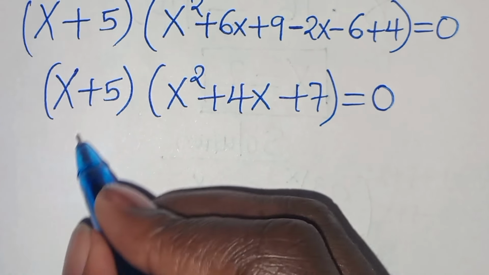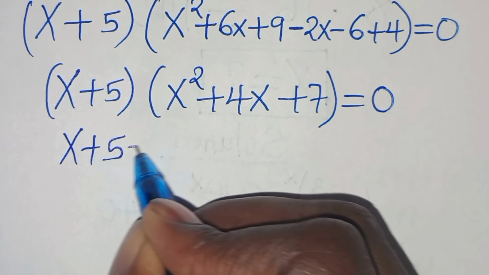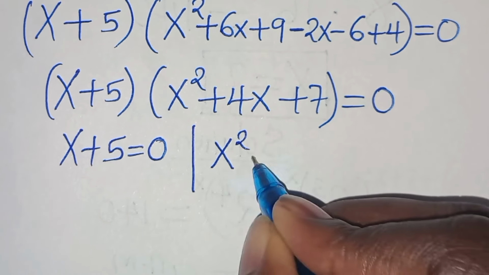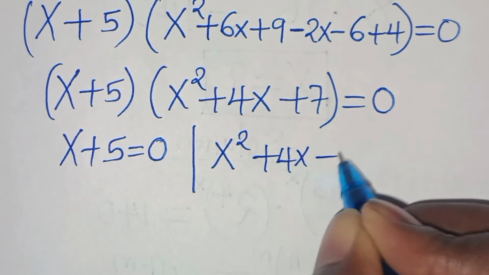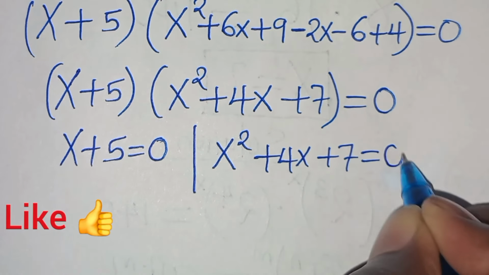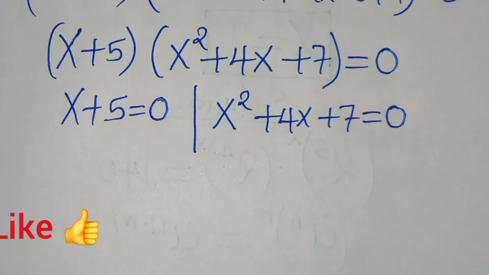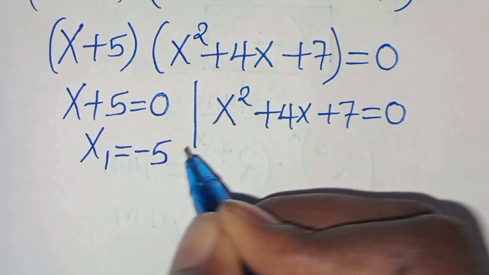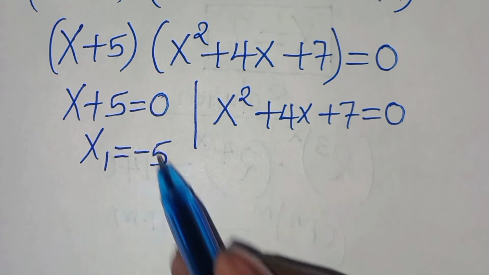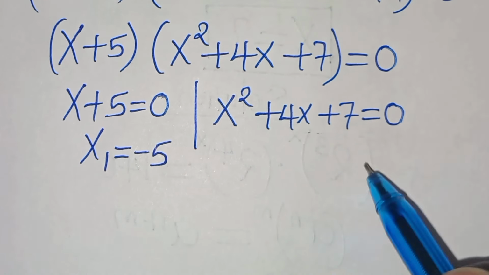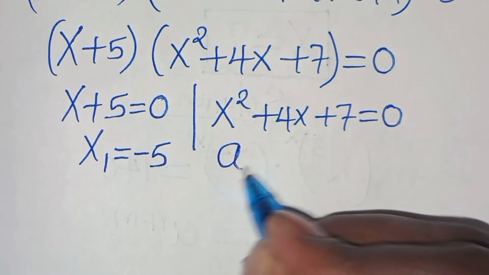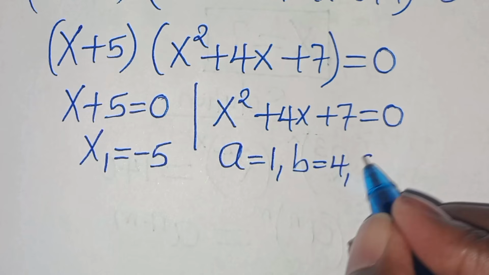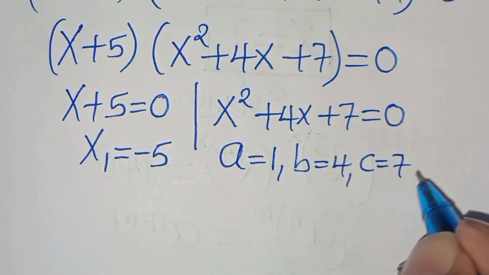Now this implies we have two parts here. We have x + 5 equal to 0, and we have x^2 + 4x + 7 equal to 0. So we have that x1 is equal to minus 5. Okay, this is a real solution. The second part here is a quadratic equation. We have that a is equal to 1, b is equal to 4, and c is equal to 7.